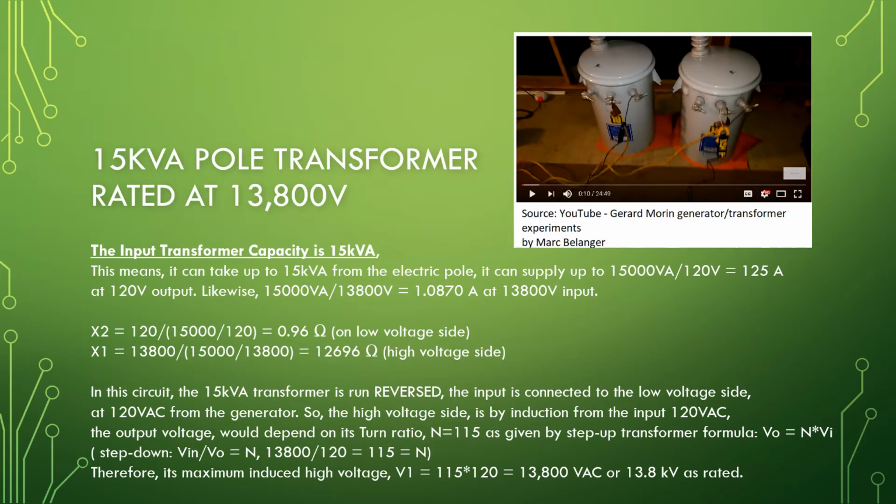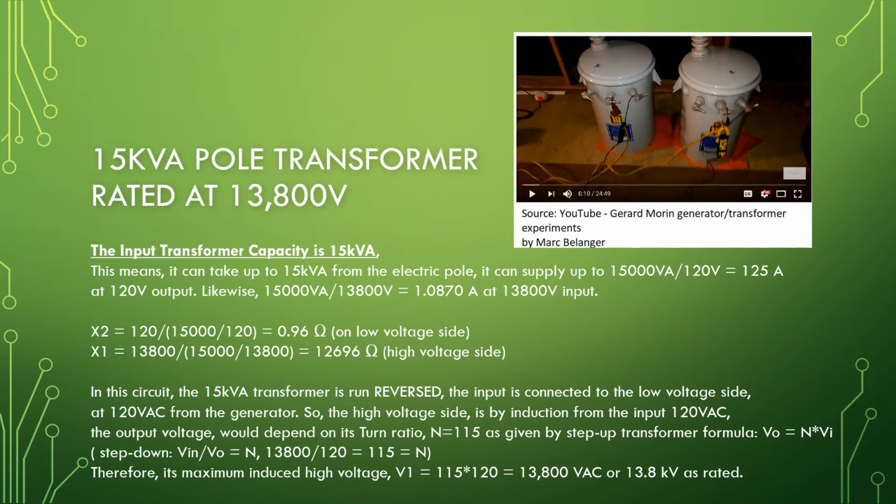The input transformer capacity is 15 kVA. This means it can take up to 15 kVA from the electric pole. It can supply up to 15,000 VA divided by 120 volt, equal to 125 ampere at 120 volt output. Likewise, 15,000 VA divided by 13,800 volt equals 1.0870 ampere at 13,800 volt input.